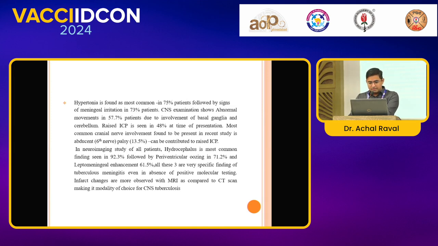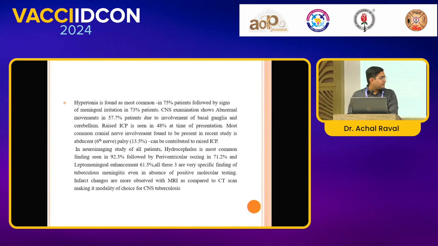Raised ICP is seen in 48% of the patients. In the neuroimaging study of the patients, hydrocephalus is the most common finding, seen in 92.3%, followed by periventricular oozing and leptomeningeal enhancement, seen in 61.5% of the patients.